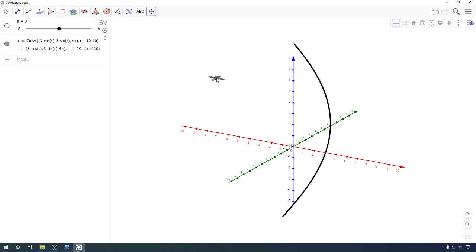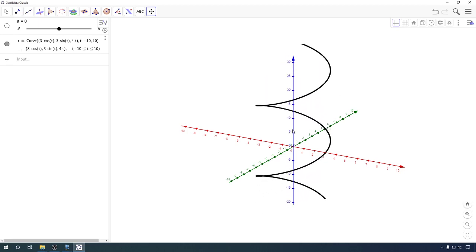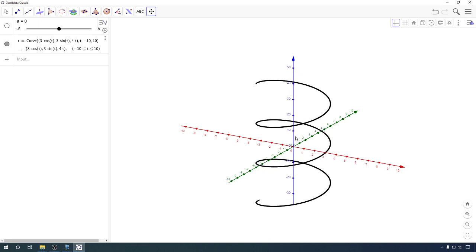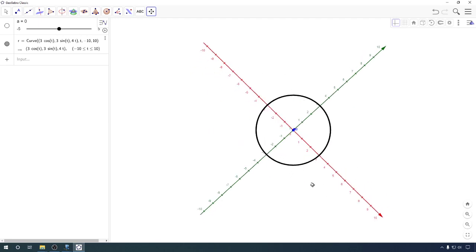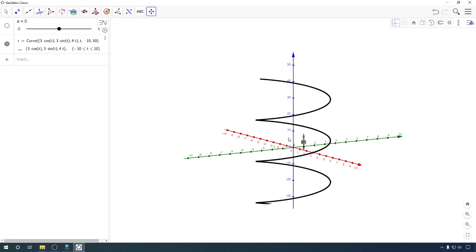So here's our curve, or at least what we can see of our curve. Now, the fact that we do have the 4t here means that this does go up and down pretty quickly. If we scale down our z-axis, we can actually see what's going on here. So this is a helix. It's going around a circle of radius 3, but going up and down as it goes.